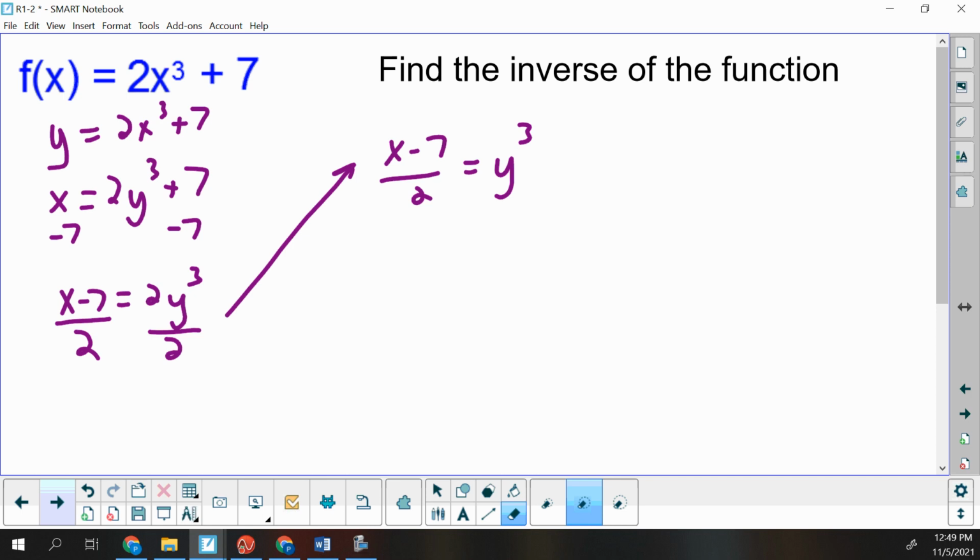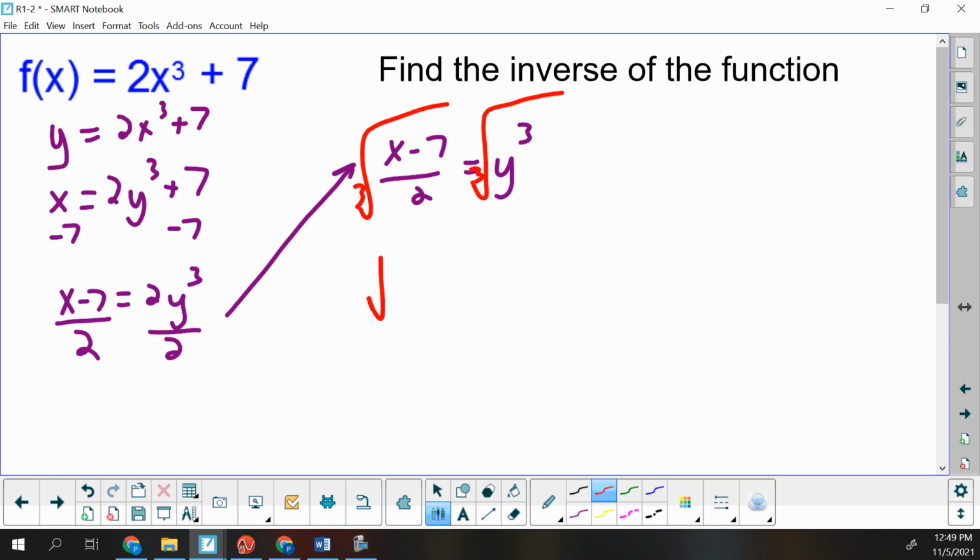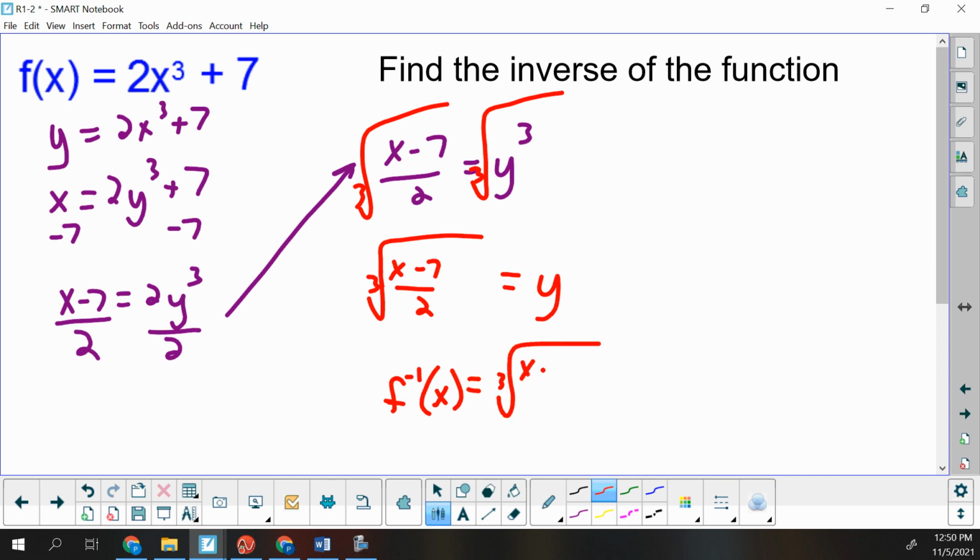Now to undo a squared, we do a square root. So to undo a cubed, we should do a cubed root. For the cubed root, you just put the 3 in the little crevice there. So we'll have cubed root of x minus 7 over 2 is equal to y. And then the last step, they didn't give us a blank for it on this one, but just put it back in our inverse notation. F inverse of x is how we would read it. And it would be cubed root of x minus 7 over 2.